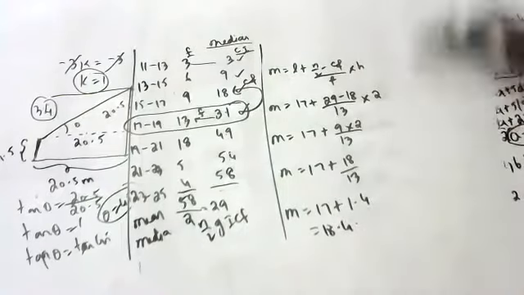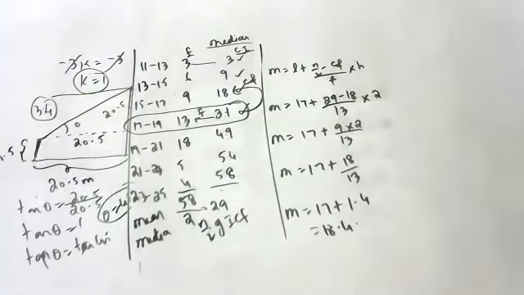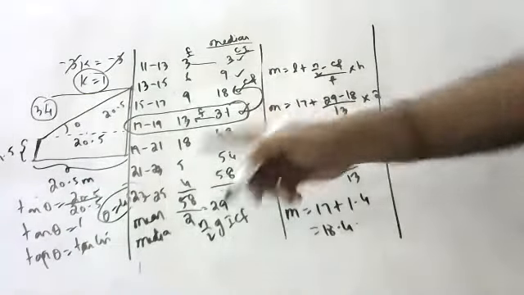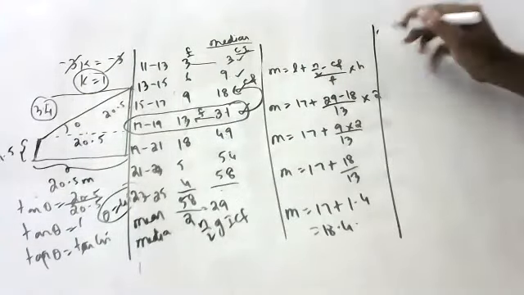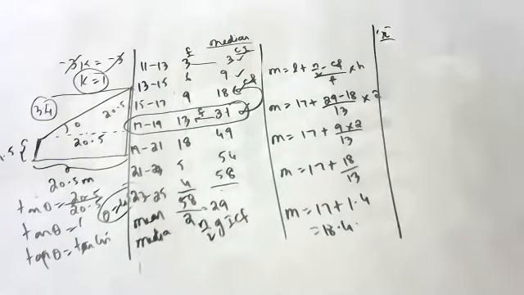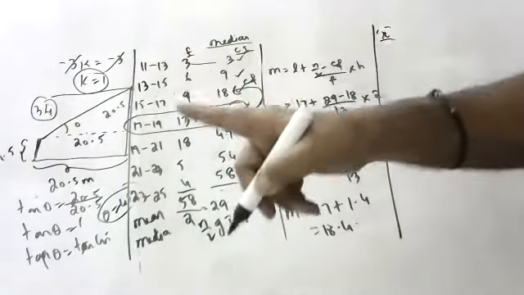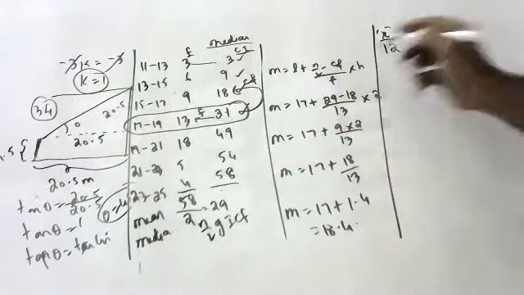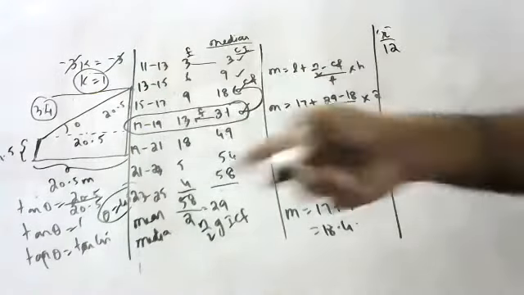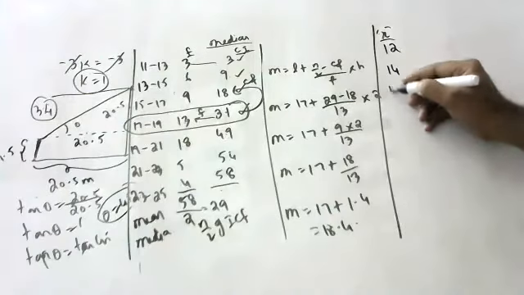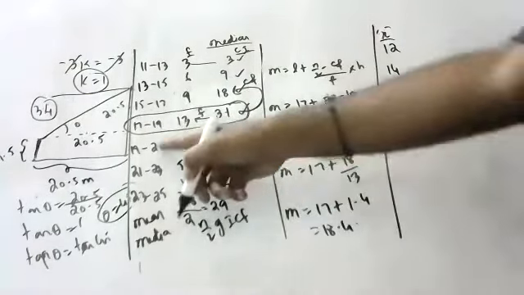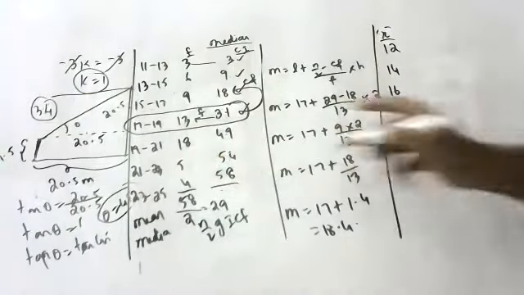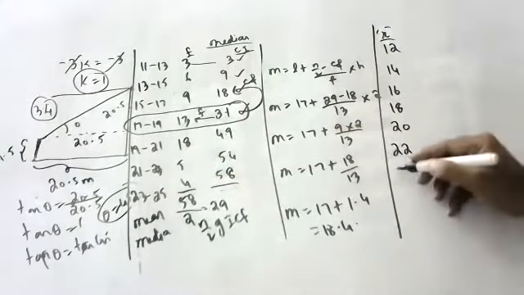Now we have to find the mean also. They are asking for the mean. Let's find the mean, children. Please help me in finding the mean. So F we know. Tell me the class mark, children. Upper limit plus lower limit by 2. 11 plus 13 is 24, 24 by 2 is 12. 13 plus 15 is 28, 28 by 2 is 14. Then 16, 18, 20, 22, 24.